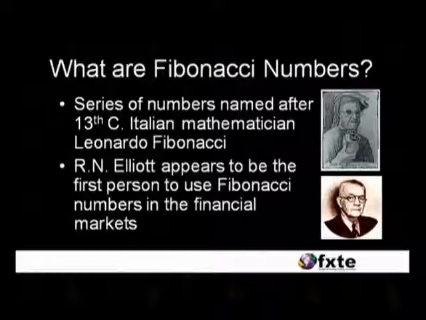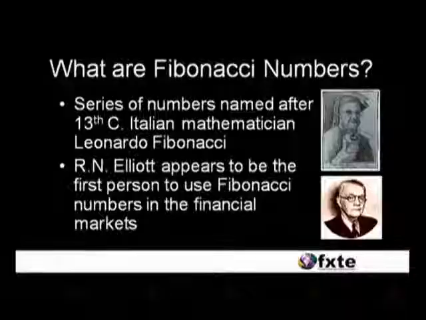So let's talk a little bit about Fibonacci extensions and retracements. Fibonacci, where'd that name come from? Well, it comes from an Italian mathematician from the 13th century. His name is Leonardo Fibonacci. And he came up with a number series. And this number series, when you look at it, there's a ratio between each of the numbers. And this ratio amazingly shows up in the financial markets.